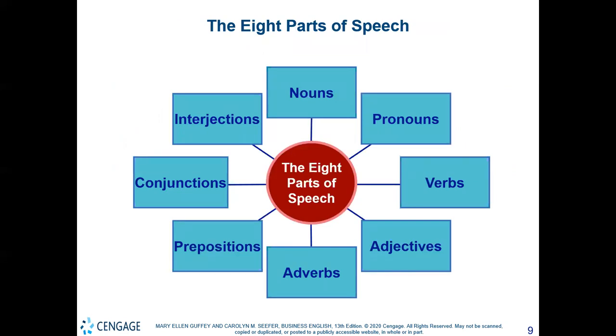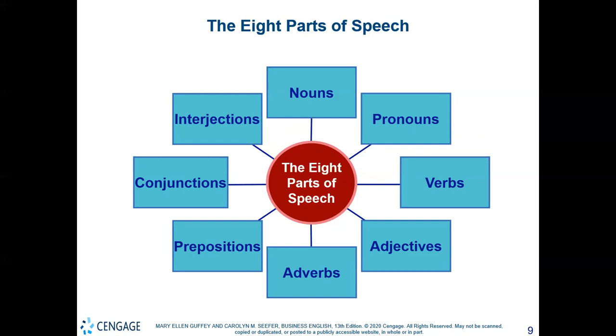Here are the 8 parts of speech that we're going to go over. Nouns, pronouns, verbs, adjectives, adverbs, prepositions, conjunctions, and interjections. By looking at this circular chart in front of me, do you know what each part of speech means? I would pause here for a moment and test myself. What does a noun mean? Did you say a noun meant a person, a place, a thing, or an idea? Good job.